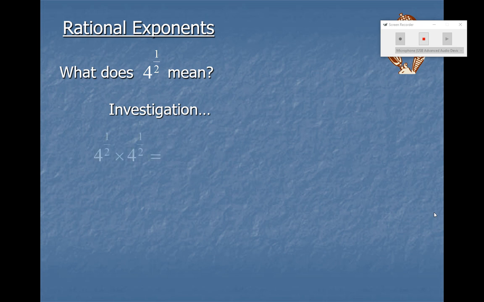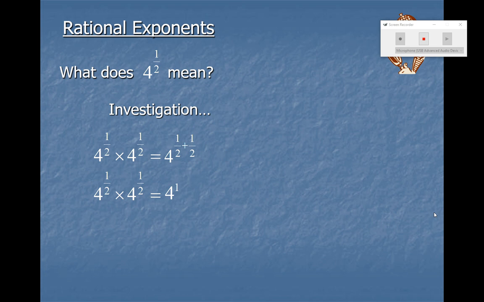If I took 4 to the 1/2, the thing I want to figure out here, and multiplied it by itself, something awesome happens. Because we know the exponent law here. Add the exponent. What's a half plus a half? A whole. So 4 to the 1/2 times 4 to the 1/2 is 4 to the 1. So hold on. Big moment. Whatever 4 to the 1/2 is, when I multiply it by itself, I get 4.